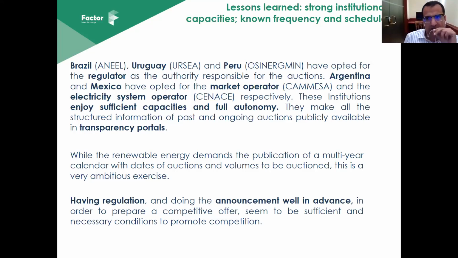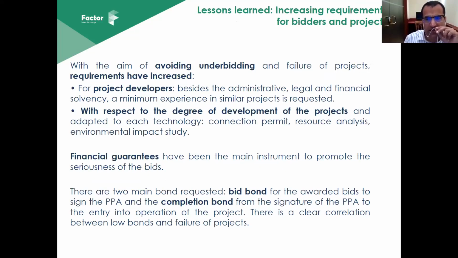Another thing that we have seen in the design is increasing filters to try to avoid underbidding. Trying, at the end, to minimize the risk that the winners of the PPA don't develop the project. For this, two main trends, of course, are increasing the requirements both for the bidder and for the projects: more financial and technical reputation for the project developer, and a higher degree of development for the projects that are bidding.